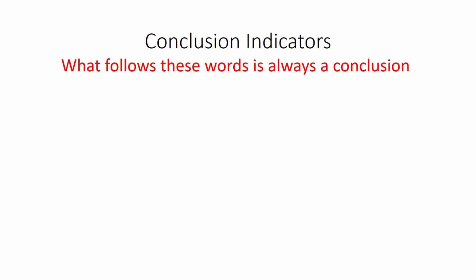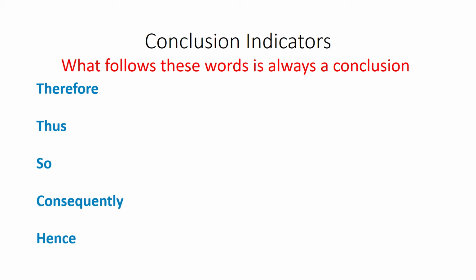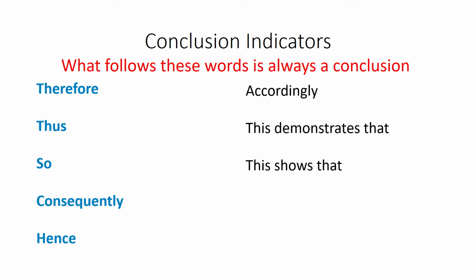Conclusion indicators are words that are followed by conclusions. So conclusions follow these words. Words like therefore, this is the number one conclusion indicator in the English language. Thus, so, consequently, and hence. These are the most common conclusion indicators in the English language. Other words: accordingly, or the phrases this demonstrates that, this shows that, this proves that, and then.